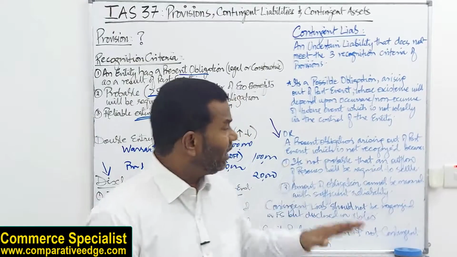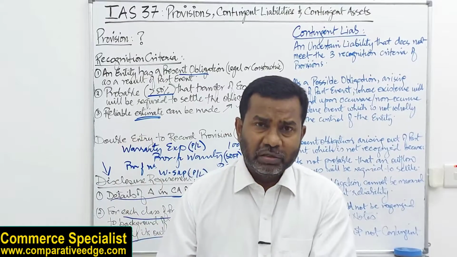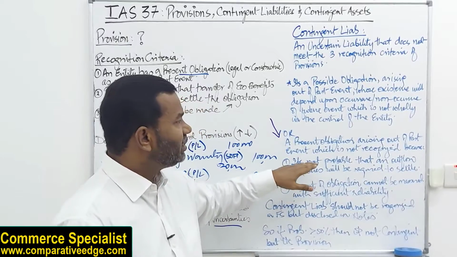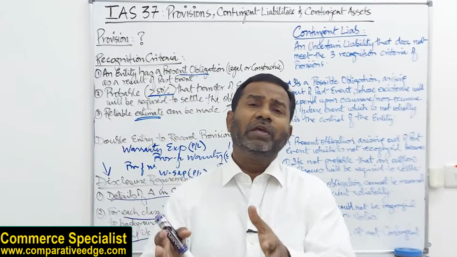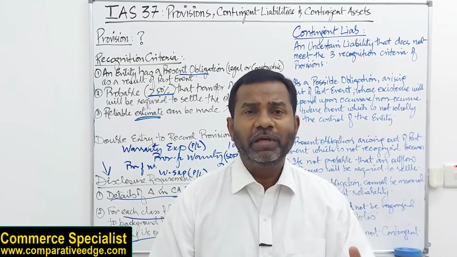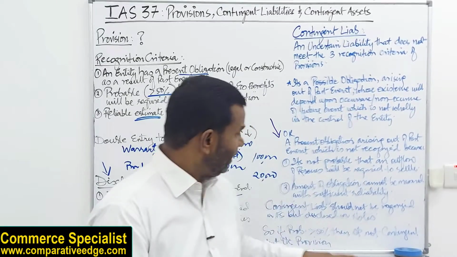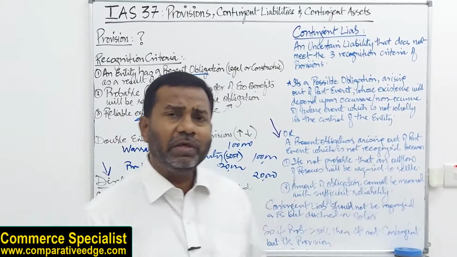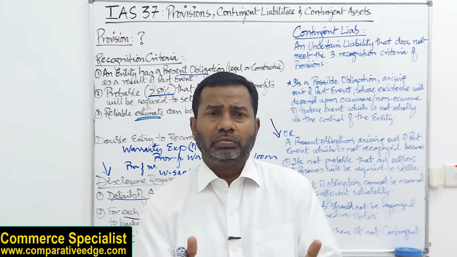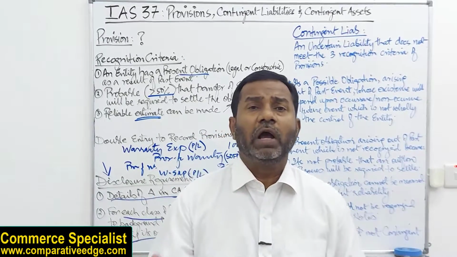A contingent liability may also be a present obligation arising out of a past event which is not recognized because of two reasons. Number one, it is not probable that there will be an outflow of economic resources to settle the obligation. Not probable means the probability is less than 50%. And the other reason why it is not recorded is that the amount of obligation cannot be measured with sufficient reliability. So even if the probability is high, we really don't know how much we have to pay. So if we don't know how much we have to pay, how can we record?